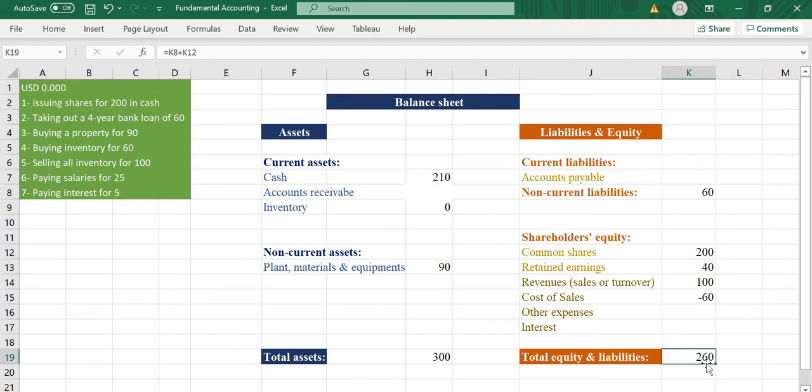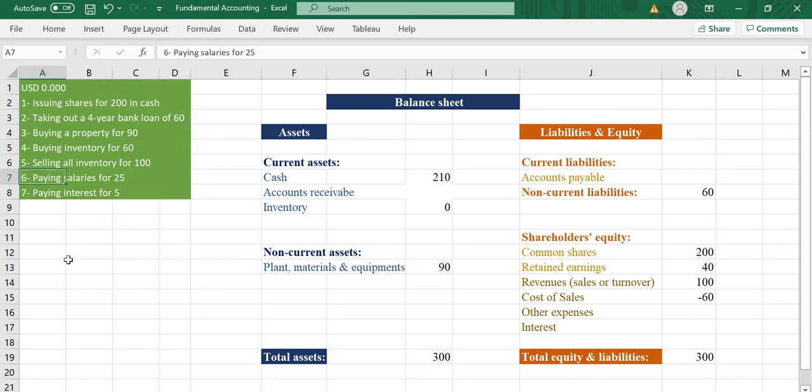Then we calculate again the total equity and liability, equal to common share plus total liability plus retained earnings. Exactly the same, total equity and liability is exactly the same as total assets. The company's balance sheet is still balanced.